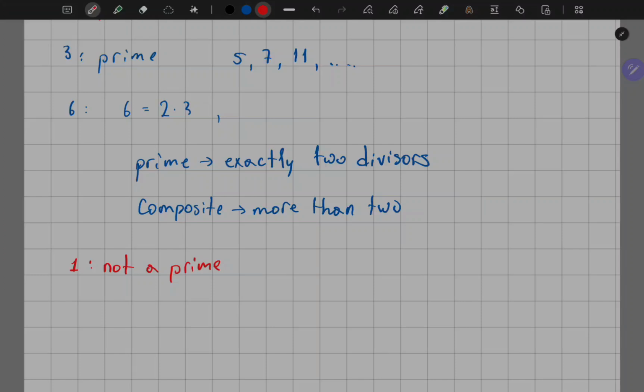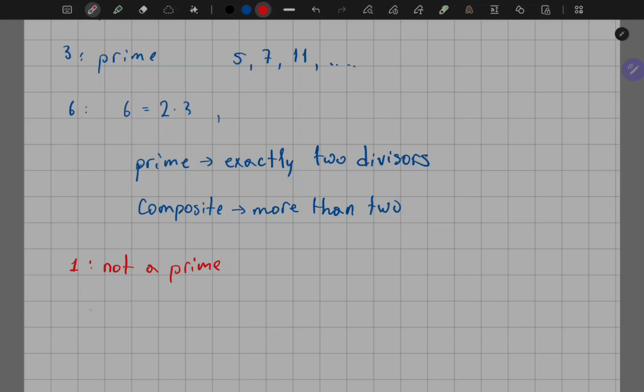There is also something unique about the number 2. It is the only even prime number. Every other even number is divisible by 2, so it cannot be prime.